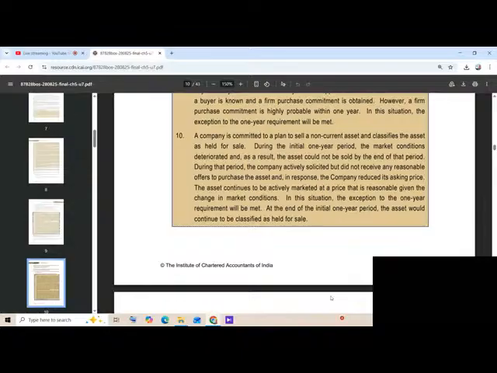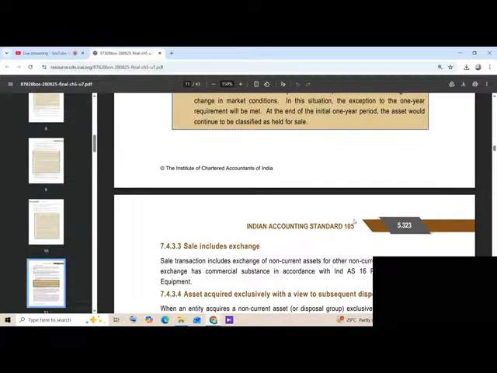Example 10. A company is committed to a plan to sell a non current asset and classifies the asset as held for sale. During the initial 1 year period, the market conditions deteriorated, and as a result, the asset could not be sold by the end of that period. During that period, the company actively solicited but did not receive any reasonable offers to purchase the asset, and in response, the company reduced its asking price. The asset continues to be actively marketed at a price that is reasonable given the change in market conditions. In this situation, the exception to the 1 year requirement will be met. At the end of the initial 1 year period, the asset would continue to be classified as held for sale.